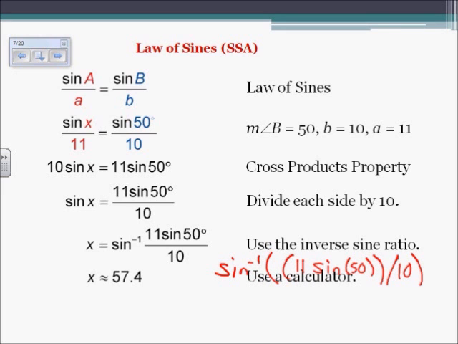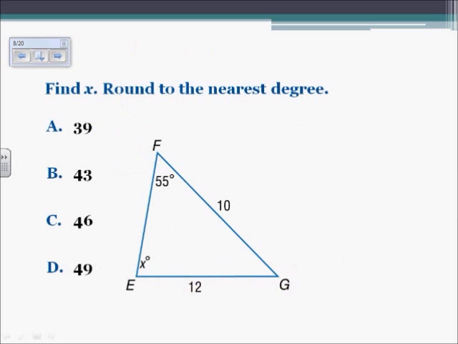So this is using law of sines to solve for the angle of a triangle. And again, repeating the answer, 57.4. So now we can apply it for the sides and also for solving for the angles. And let's do another example here.